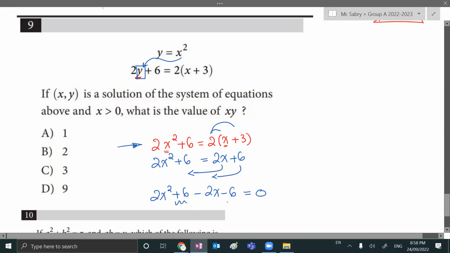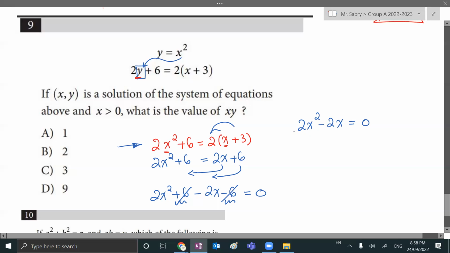The positive 6 and the negative 6 remove each other and become 0, and what remains is 2x squared minus 2x, all equals 0. Any problems, everyone, until this step? Are we all good? Now, how do I find x? Please focus.